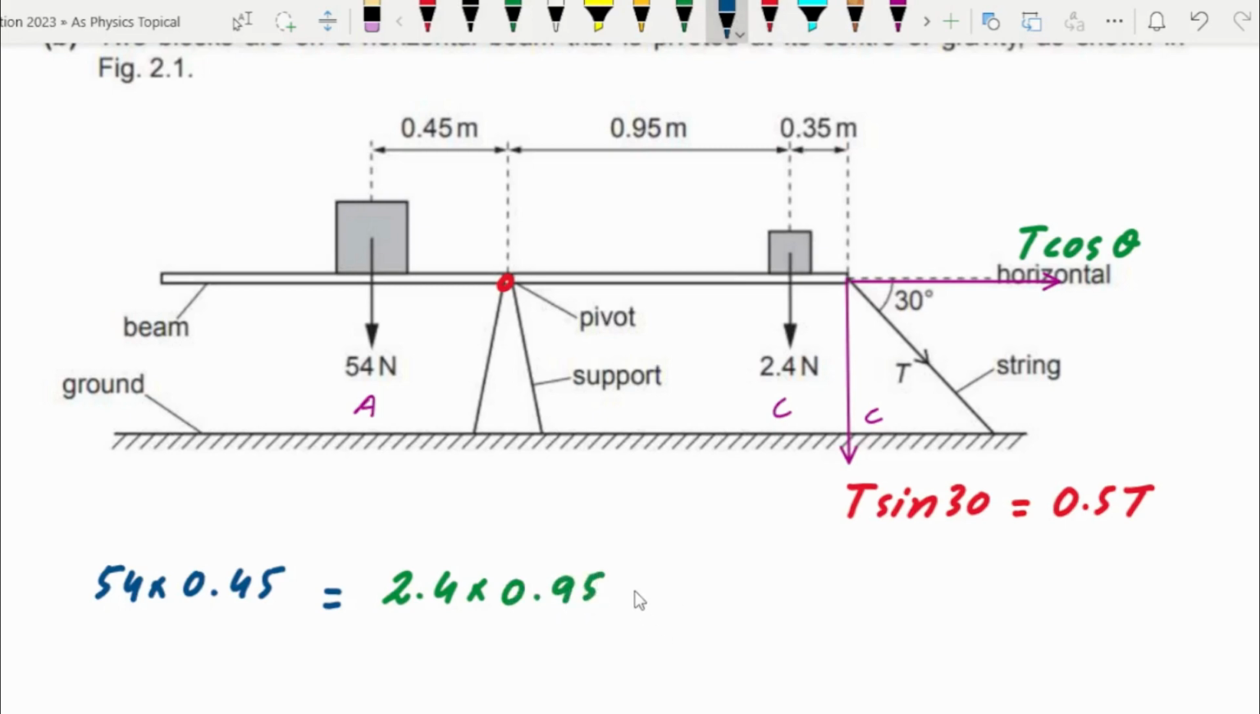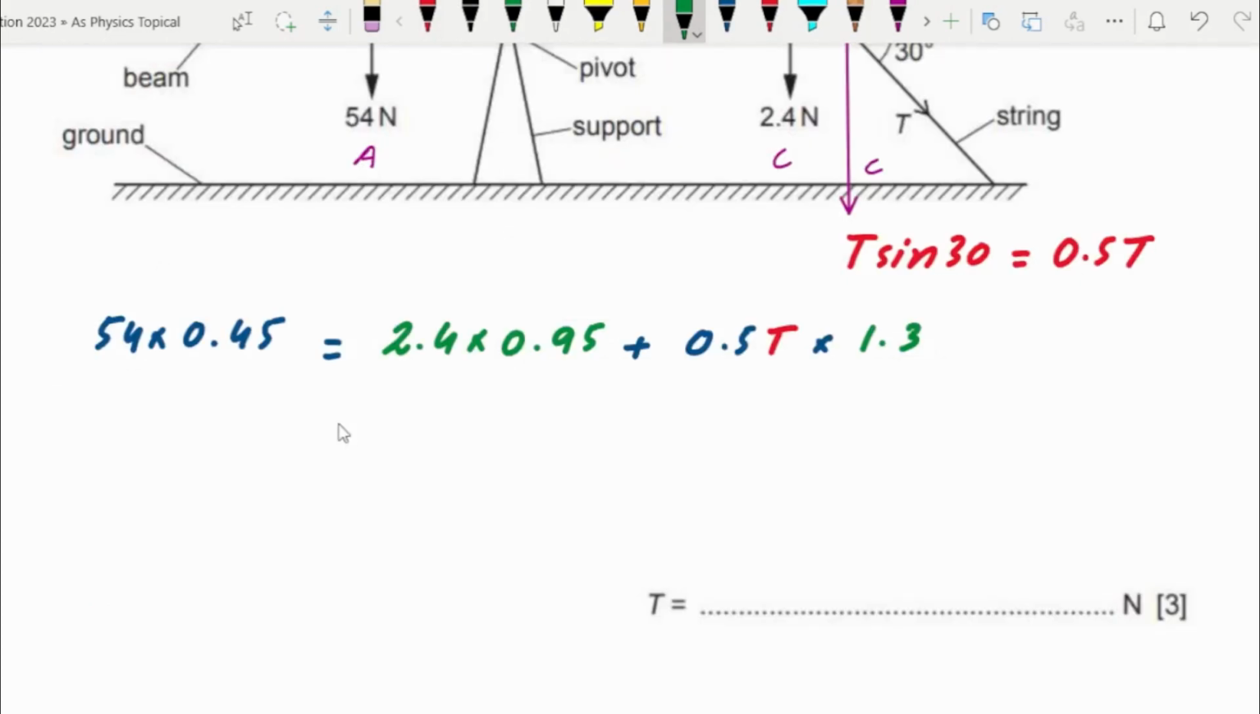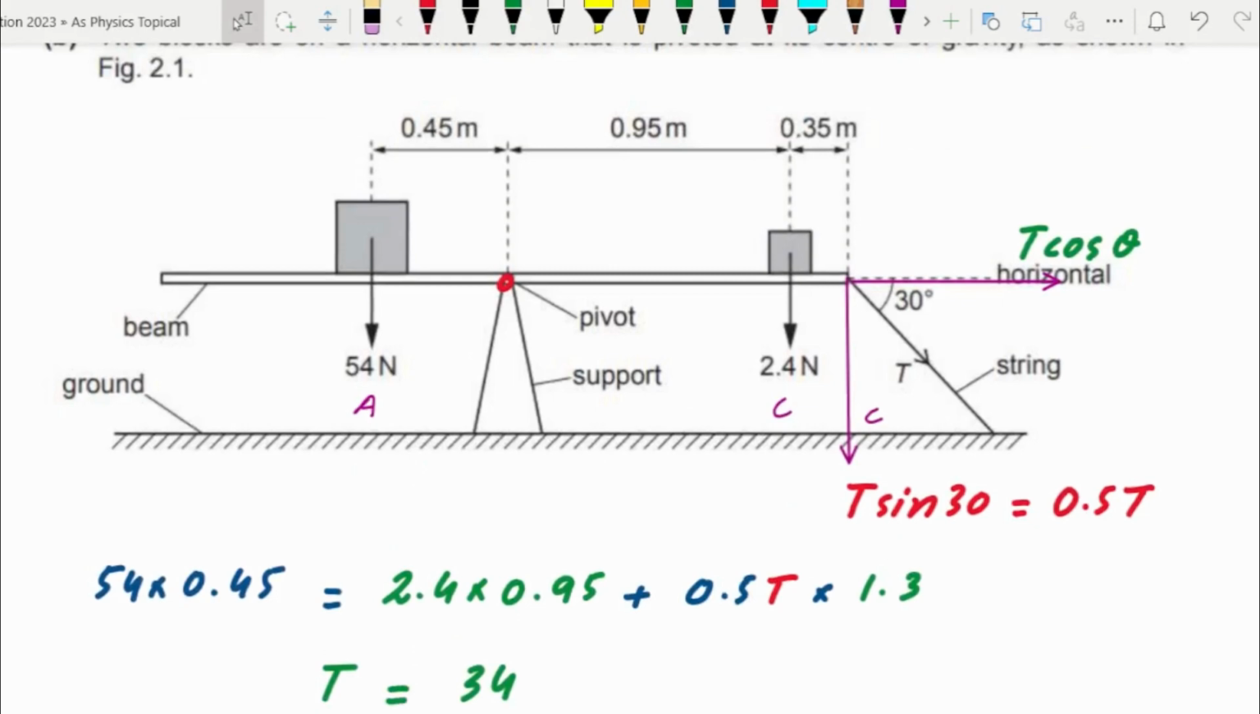plus, because it's another force that will rotate it clockwise, which is one of the components of T. The force you have is 0.5 T, and the perpendicular distance of that force from the pivot is 0.95 plus 0.35. The final answer that you'll be getting in 2SF would be 34. So 34 would be your final answer for this one.